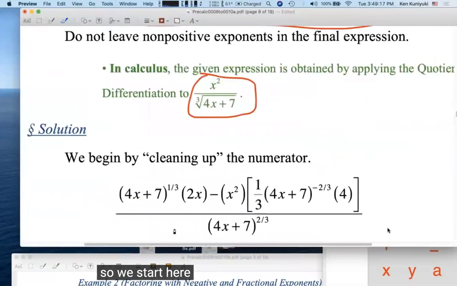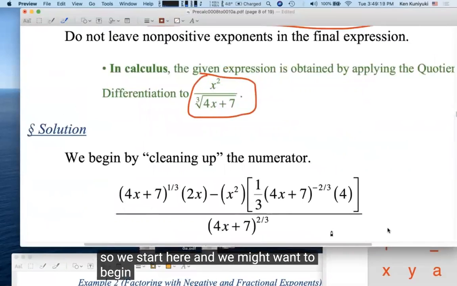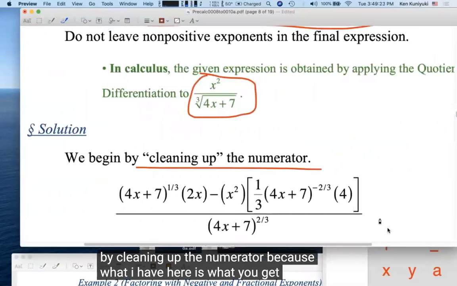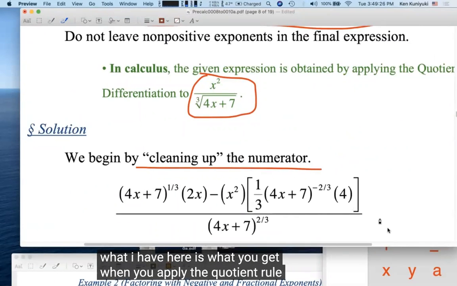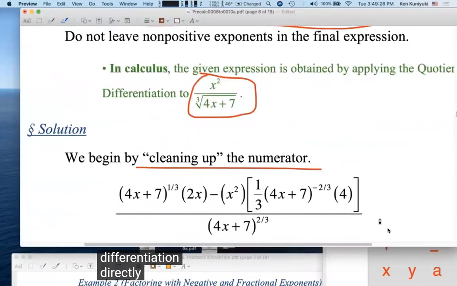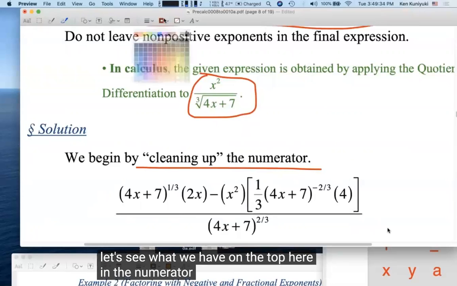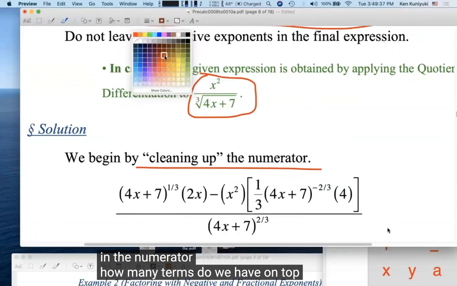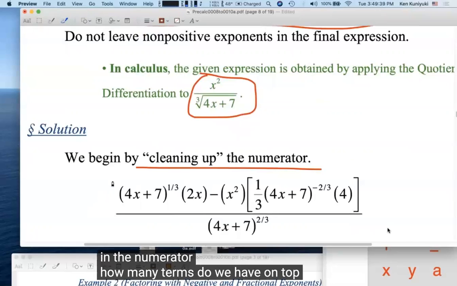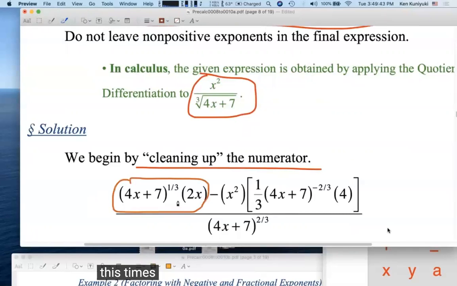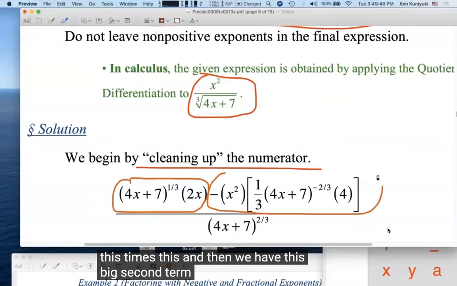So we start here. And we might want to begin by cleaning up the numerator, because what I have here is what you get when you apply the quotient rule for differentiation directly. Okay, now first off, let's see what we have on the top here in the numerator. How many terms do we have on top? We have one term over here, this times this, and then we have this big second term over here.